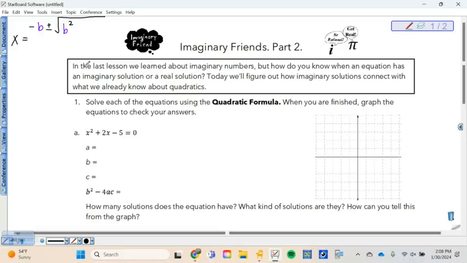B squared minus 4ac. And then we divide everything by 2a. X equals negative b, add or subtract square root b squared minus 4ac divided by 2a.